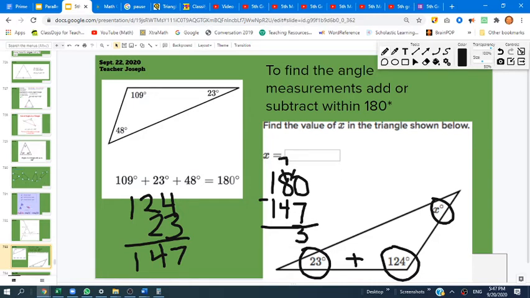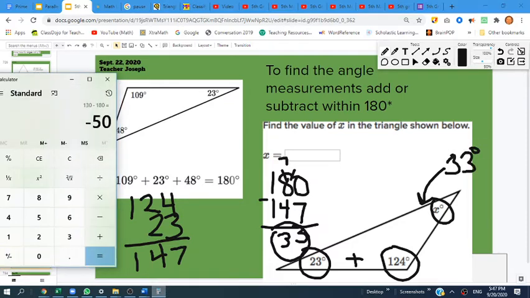3 ones, 3 tens. Okay, so 33 is my answer for angle X, which makes sense because it's a small angle, much smaller than a right angle. If I wanted to check my work, I could take 33 plus 124 plus 23 equals 180. Look at that.